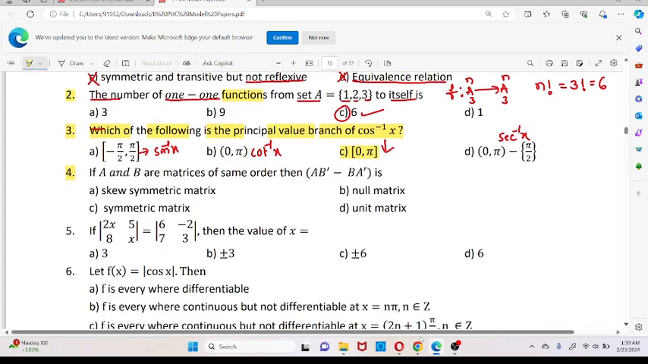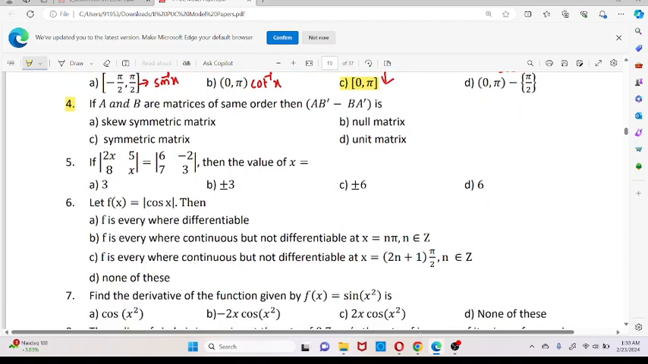See, this matrices chapter definitely has an applicable question that he will ask. See, the question is, if A and B are matrices of the same order, then AB transpose minus BA transpose, he has asked. See, in order to do this, we actually know the answer for this, but let me solve. He is asking about what? Symmetric and skew symmetric.